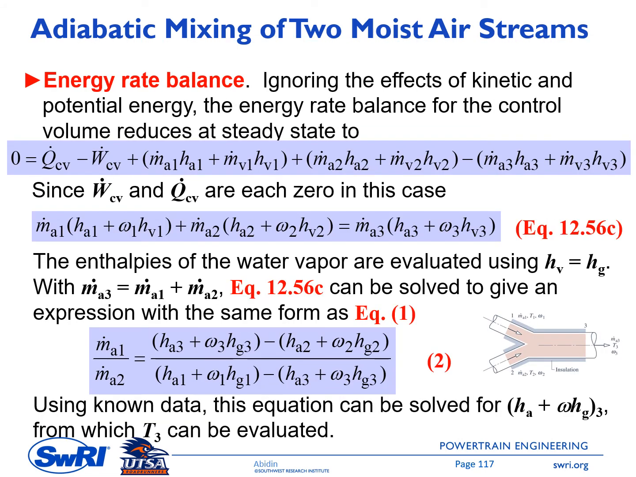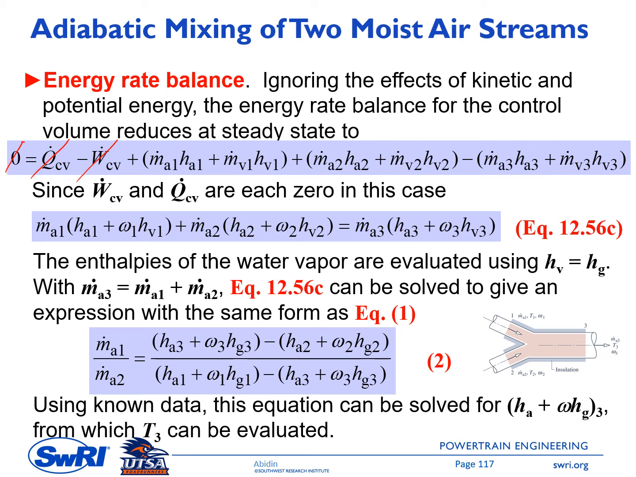And then this is the energy rate balance analysis. By ignoring the effect of kinetic and potential energy, we get this correlation. It's quite a long correlation here. On the left side, this is 0 because it is steady state. And then this will drop because there is no heat transfer with the surroundings, and also there is no work. So we will get equation 12.56c.